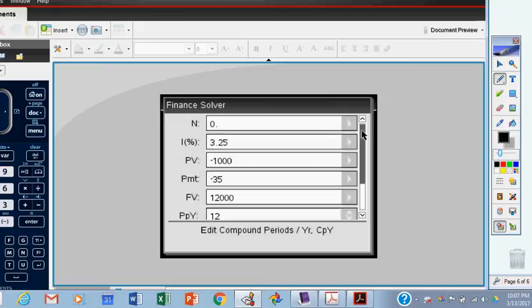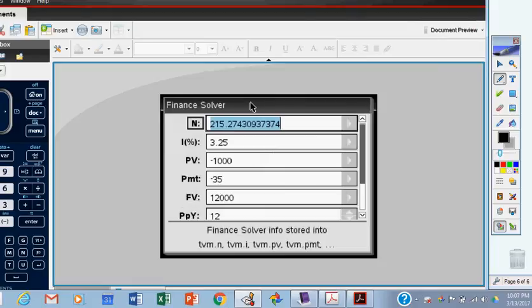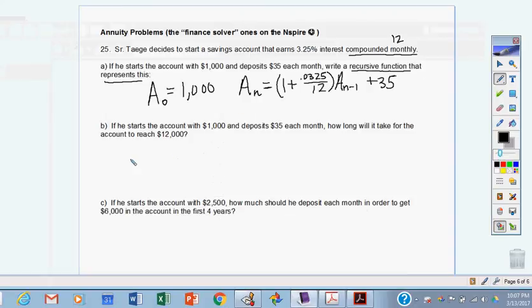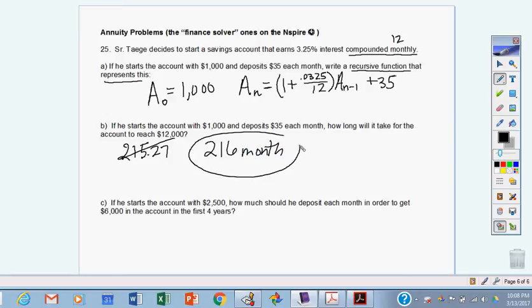Now, this is the only one we don't know here. So we hit enter on that one, and it says 215.27. What that means is those are months. So how long will it take? You're not going to get it on the 215th month. You'll need 0.27 more, which means you'll need a 216th month because you only deposit money monthly. So after 216 months, you will actually get 12 G's in there.